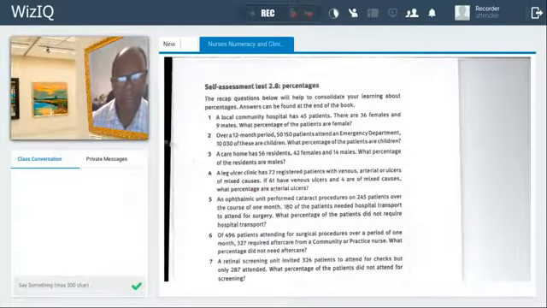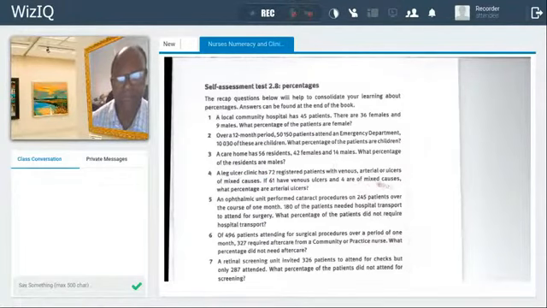Now, let's go back and see what it's talking about. So, in total, we have 72 registered patients, who have venous, arterial or ulcers of mixed causes. So that's the total. Now, 61 have venous ulcers, and 4 are of mixed causes. Right, so let's see here. What is he asking? He's asking of those who have got arterial ulcers. So what we need here is add this. Remember, the total is this.